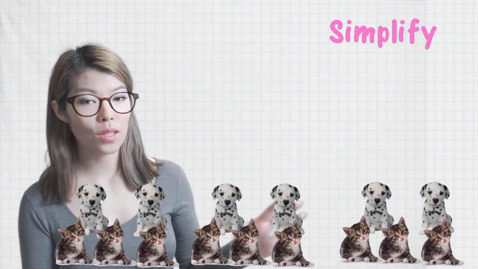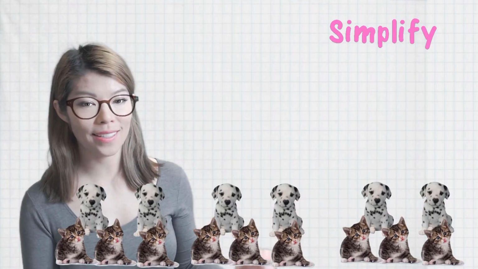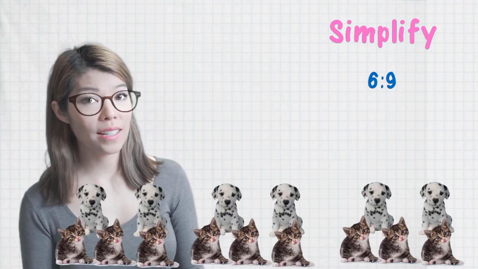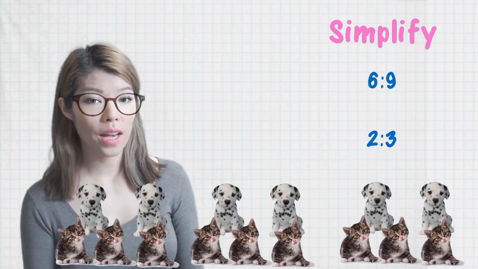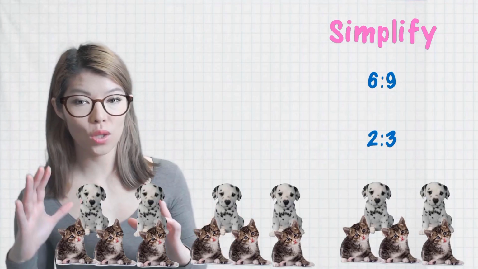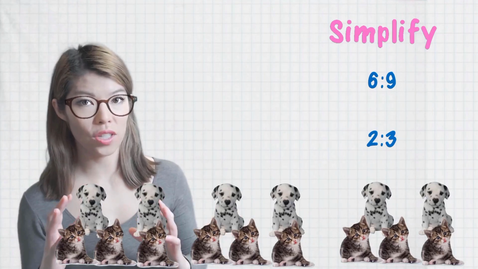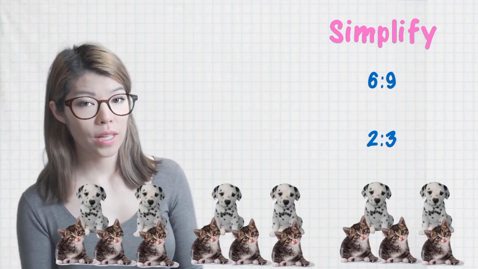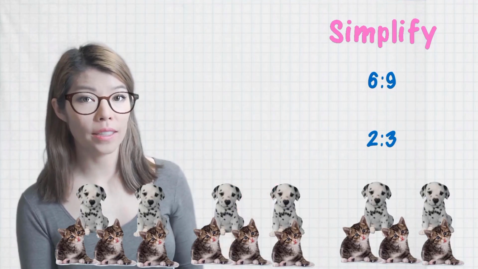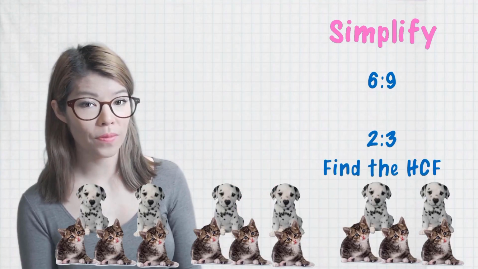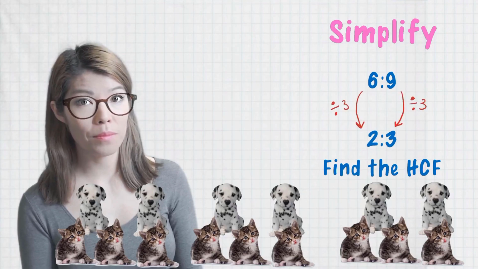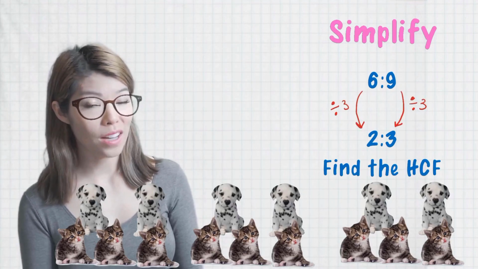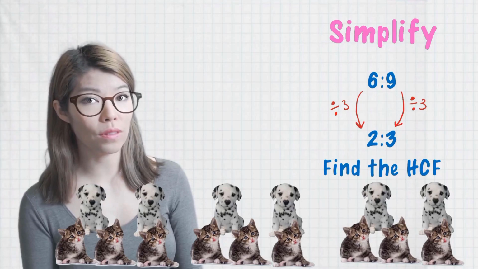Sometimes there are lots of items such as 6 dogs and 9 cats, but instead of writing 6 to 9, it's easier to compare when we write it as 2, 3, so just one of these sections. And how do we do that? We can simplify 6 and 9 by finding the highest common factor, which is 3, and then dividing both sides by 3. It's very much like simplifying equivalent fractions.